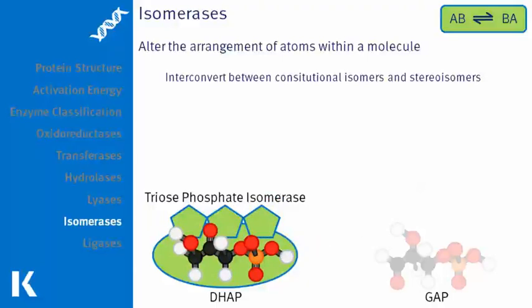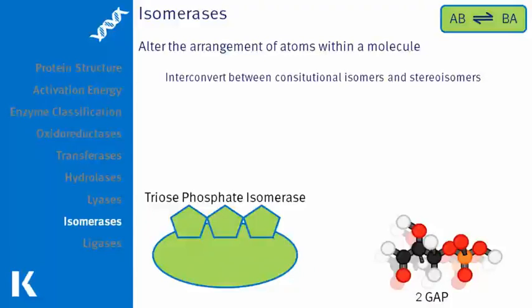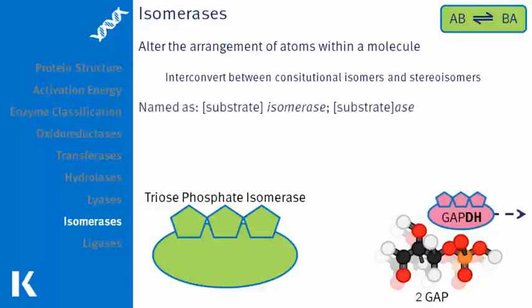GAP is one of the molecules in glycolysis, and the enzyme that converts GAP to the next step only recognizes GAP, so we somehow need to change DHAP, which has the same chemical makeup as GAP, into GAP itself. TPI flips some atoms around, and now we have two molecules of GAP to be used by GAPDH further down the line.